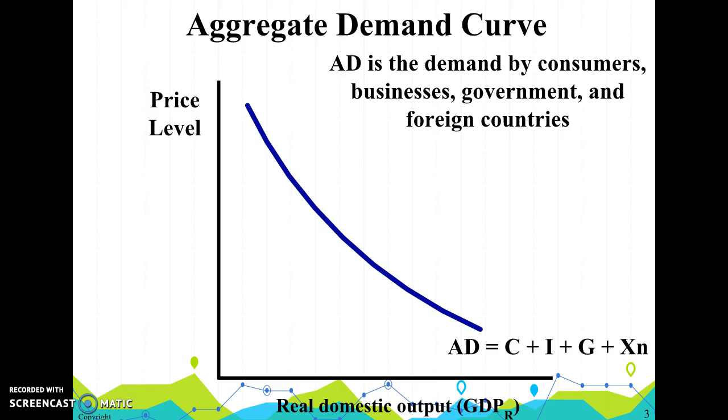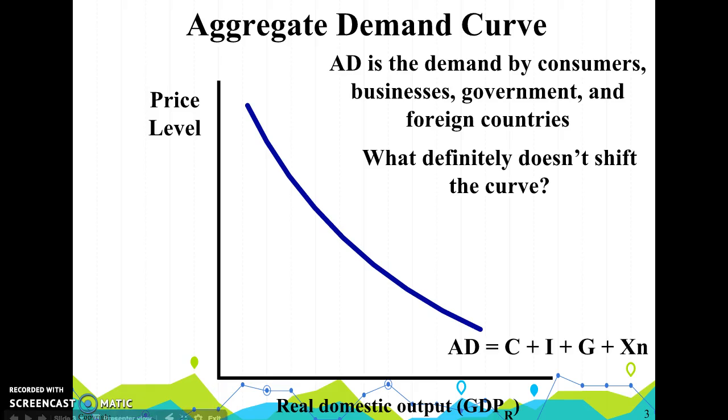So using what you know, and always label it AD. You don't have to do equals C plus I plus G plus Xn. This means net exports. You don't have to put all of this here. AD is enough for a label.